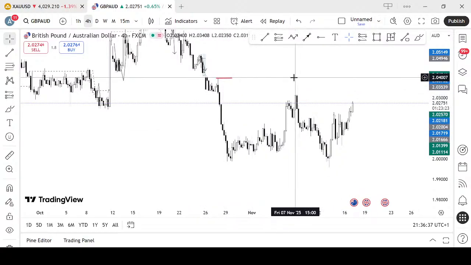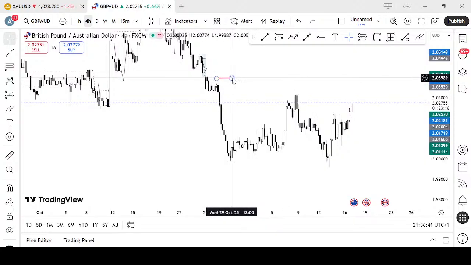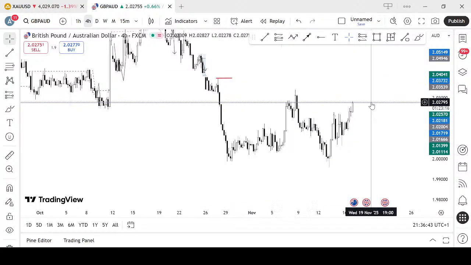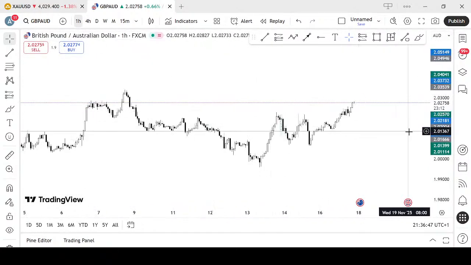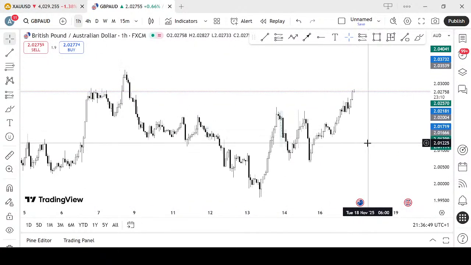So far, this high is still valid. Before we close the candle above it on the 4 hour, I'll still be looking for bearish engulfing on the 1 hour and also on the 15-minute time frame to take a sell position here.